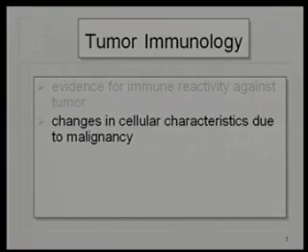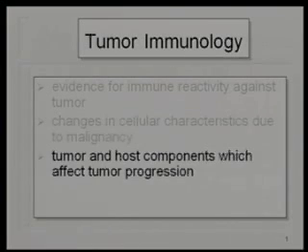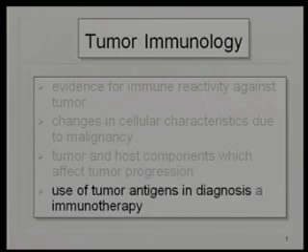We're going to talk a little bit more about that, but also we'll talk about what the changes are that occur during the progression of normal to malignancy. We'll talk about tumor and host components that affect tumor progression. And then we'll talk about how the observations that there is immunogenicity of tumors are used for the treatment and management of tumors.